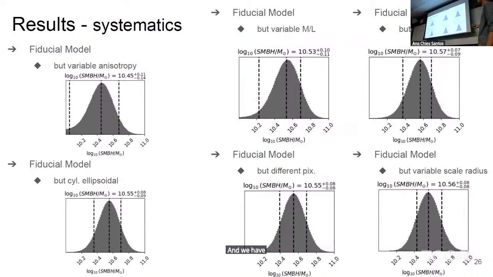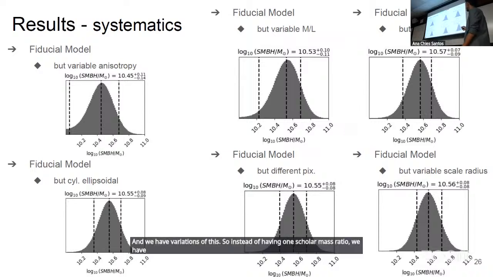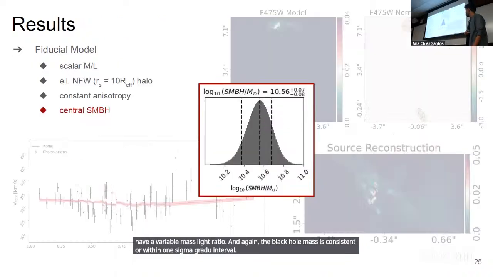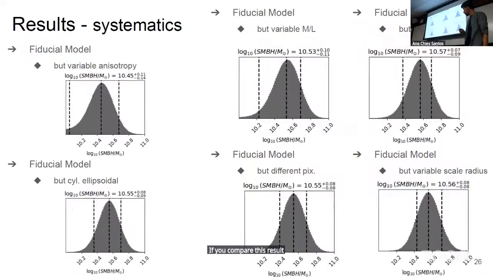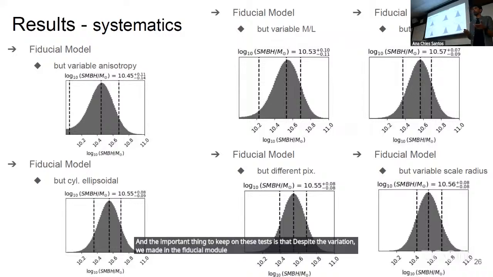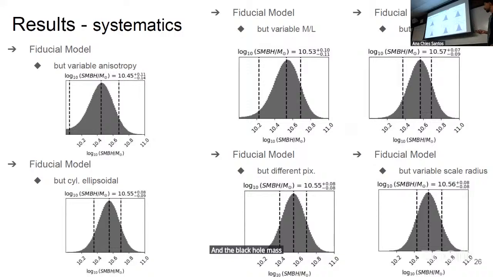So instead of having one scalar mass-light ratio, we have a variable mass-light ratio. And again, the black hole mass is consistent, within the 1 sigma credible interval, if you compare this result with the result of the fiducial one. The important thing to keep from these tests is that despite the variations we made to the fiducial model, our measurement is very robust and the black hole mass is still very high.